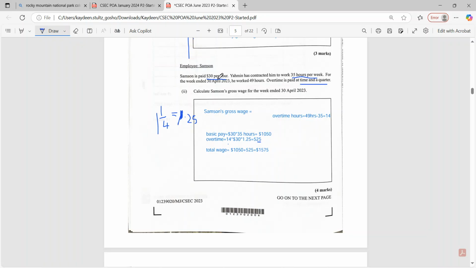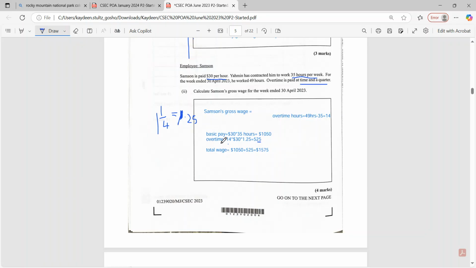So let us look at the first thing that you should do when you get a question with overtime, which is to calculate the basic pay. The basic pay would be the 35 hours that he should normally work, multiplied by the $30, which he is paid per hour. And that gives us $1,050. You're going to subtract the hours he normally works from the hours that he actually worked. So that gives us 49 hours minus 35. So we have 14 hours that he worked overtime.